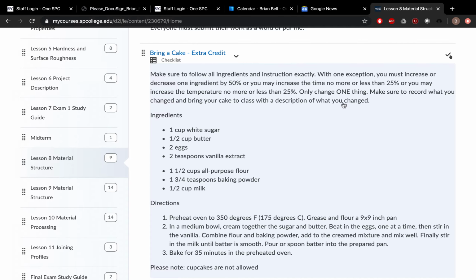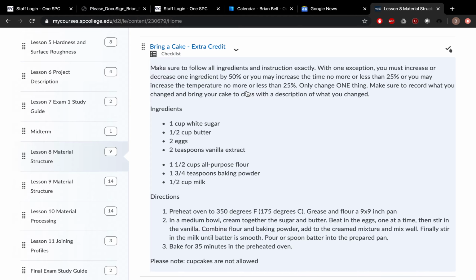the key is we're going to have to take pictures of the inside of the cake and the outside of the cake. So what you'll need to do is build the cake. You need to follow these directions. You have to do this exact directions. You can't go buy a cake from the store, but you need to follow these directions exactly, and you're only allowed to change one piece of the cake direction. So you can change one thing.